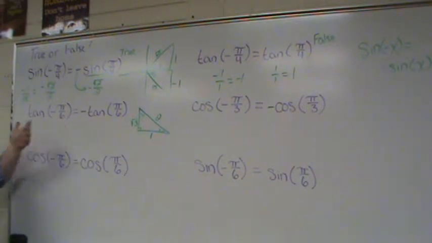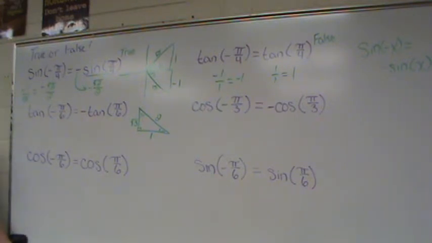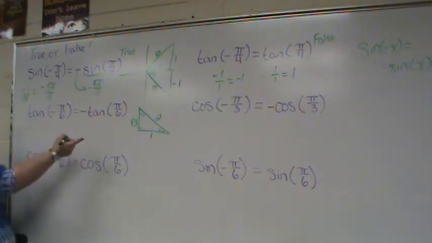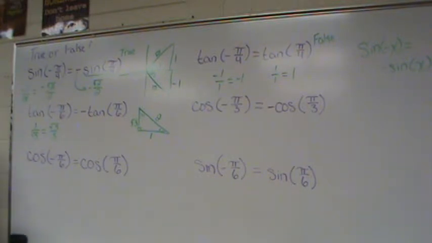If we're looking at a negative pi over 6 angle, what quadrant are we in? We're in the 4th quadrant. So is tangent positive or negative in the 4th quadrant? It's negative. So what is the tangent of that 30-degree angle, that pi over 6 angle? It's opposite over adjacent, so it starts out as 1 over root 3, which turns into root 3 over 3 when you rationalize it. And then what did we just say? We're in the 4th quadrant, so this is negative. So these should both be negative.